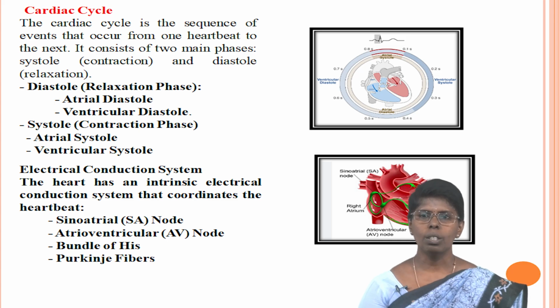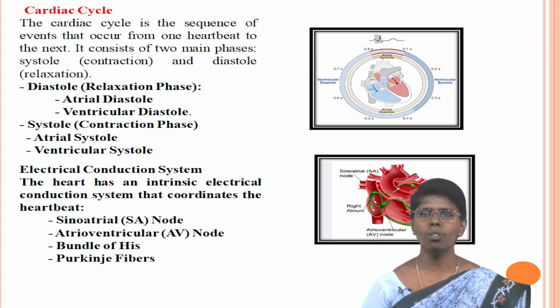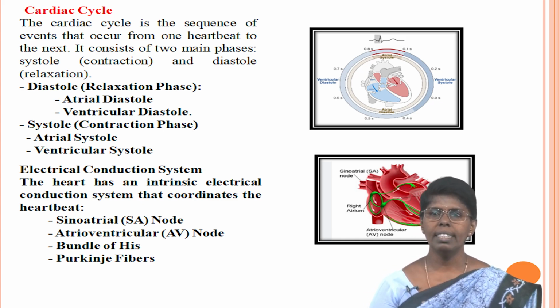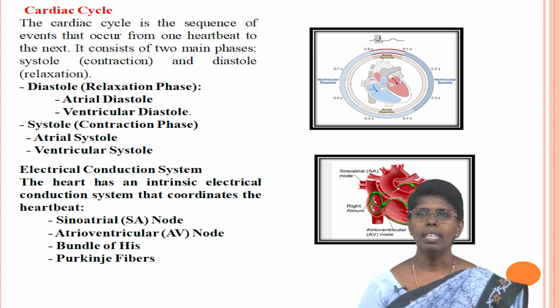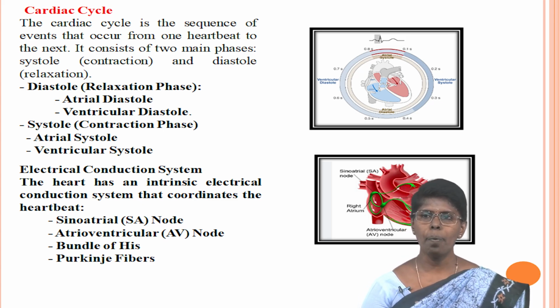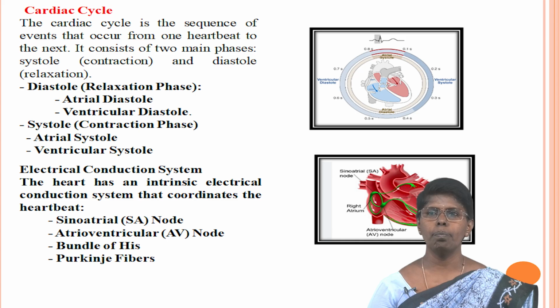The atrioventricular node is located at the junction between the atria and the ventricles. The atrioventricular node receives the impulse from the sinoatrial node and delays it slightly, allowing the ventricles to fill completely before they contract. The bundle of His is a pathway that transmits impulses from the atrioventricular node to the ventricles.